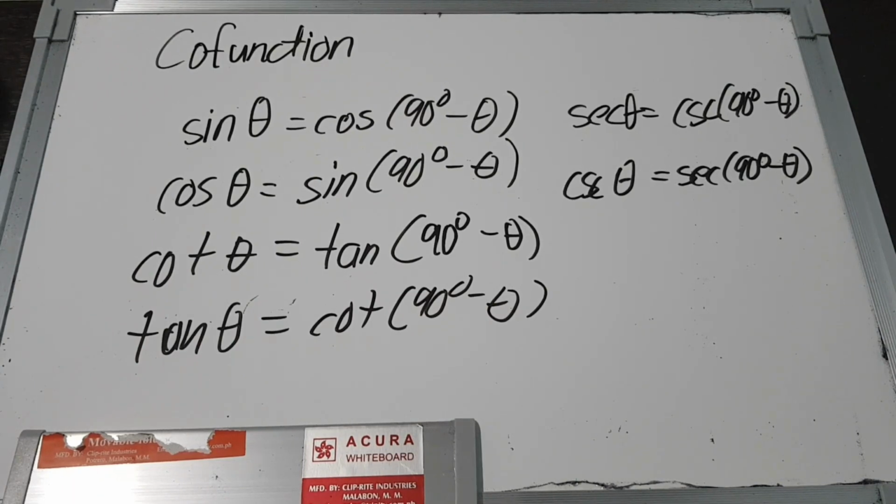Next, we have cofunction. The identities are as follows. Sine theta equals cosine 90 degrees minus theta. Cosine theta equals sine 90 degrees minus theta. Cotangent theta equals tangent 90 degrees minus theta. And for tangent theta, we have cotangent 90 degrees minus theta. For secant, we have cosecant 90 degrees minus theta. And for cosecant, we have secant 90 degrees minus theta.